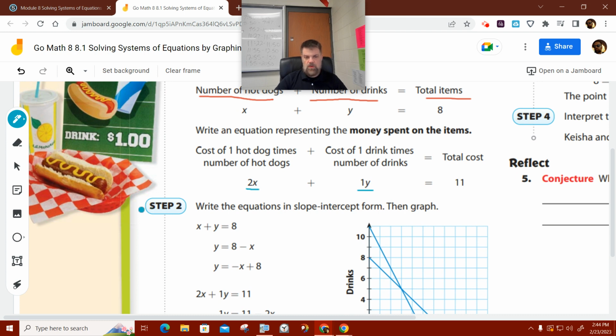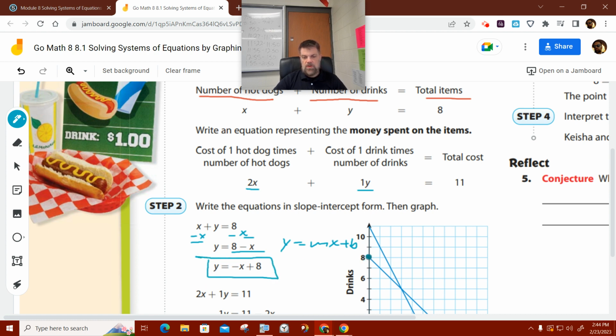If I solve for y, how do I solve for y? I'm going to subtract x from both sides, right? When I subtract x from both sides, I get this. If I rearrange it so it's written like y equals mx plus b, I just flip-flop. I graph this. How do I graph it?